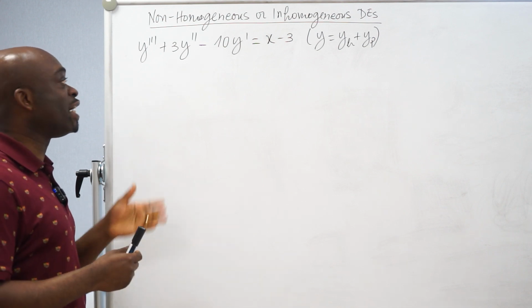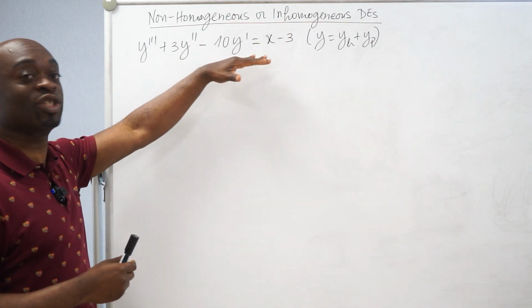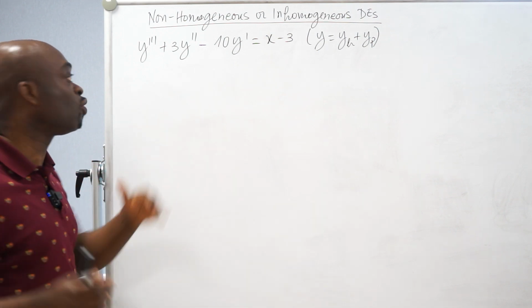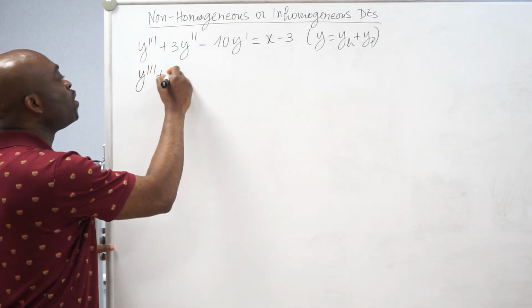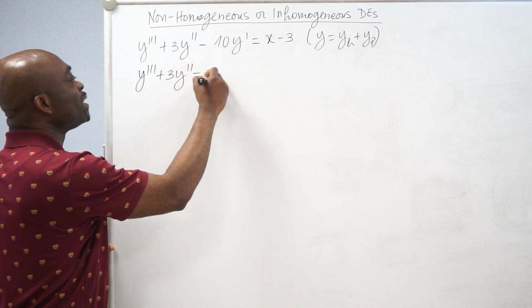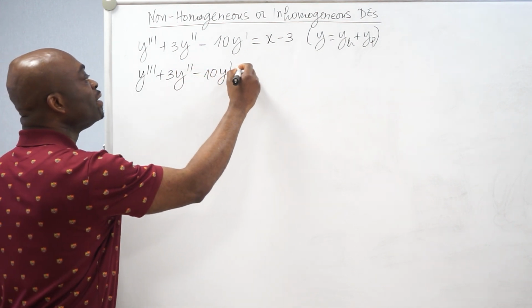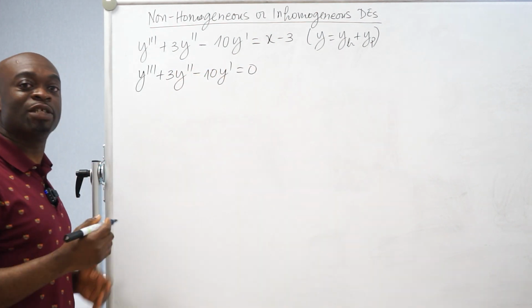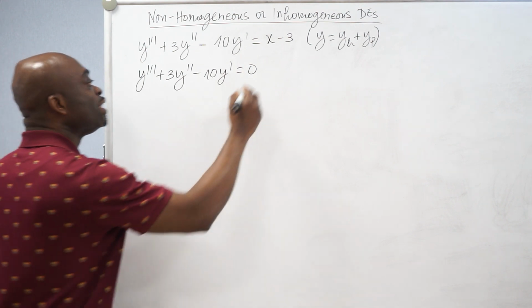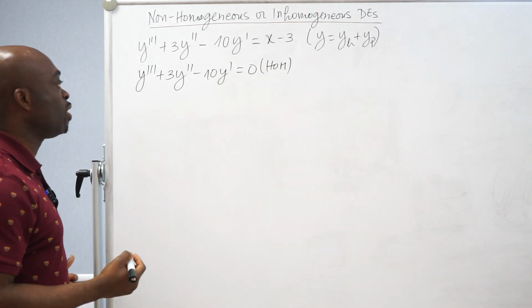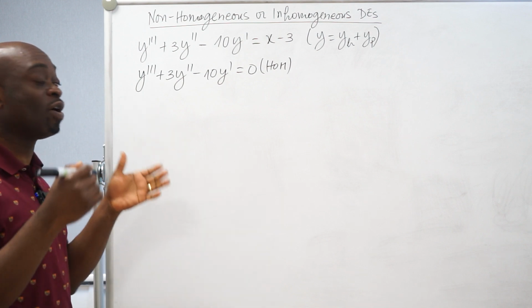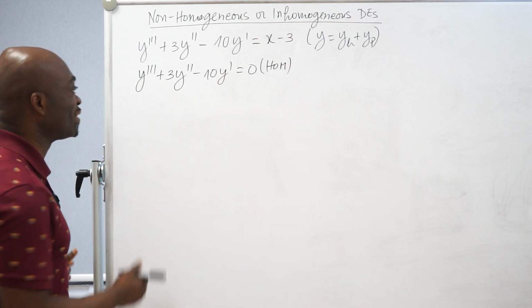The first step is to change this equation into a homogeneous equation. So the homogeneous equation will give us y''' + 3y'' - 10y' = 0. So we make this one equal to 0, and this will be our homogeneous equation. The next step now is to do our characteristic equation. That's the second step.